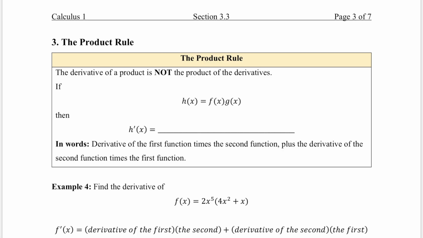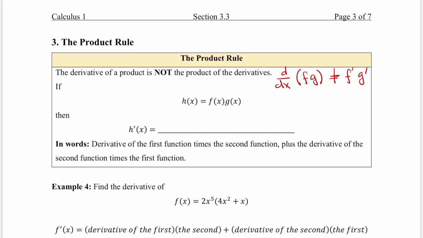Let's start with an important idea. The derivative of a product is not the product of the derivatives. In other words, the derivative of f times g is not equal to f prime times g prime. Instead, we must use the product rule.